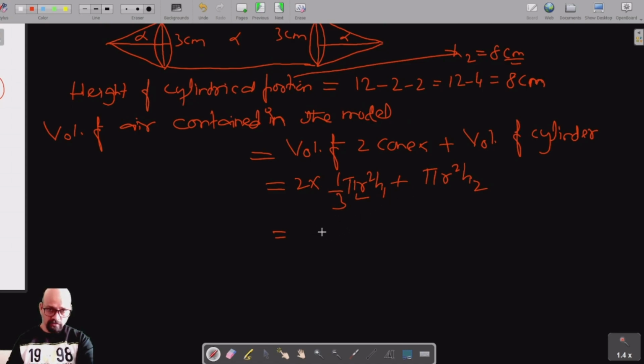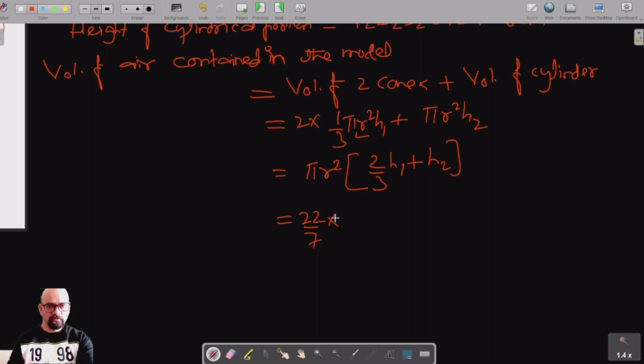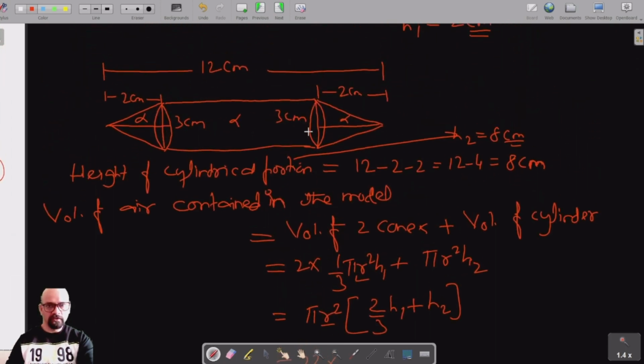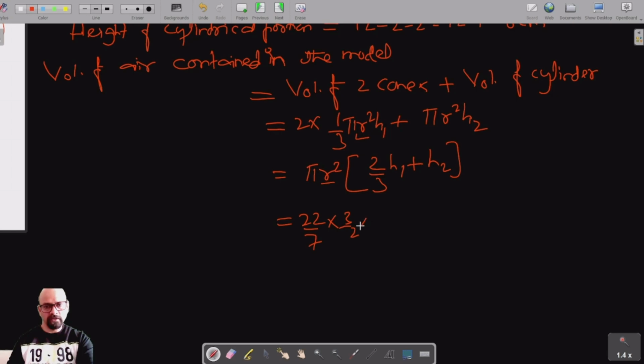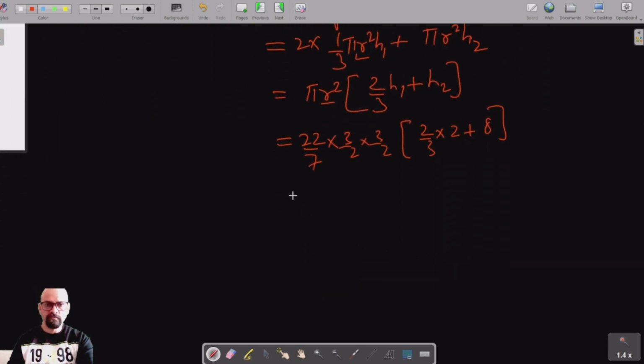And let me take common. So common here is pi r square. So this gives me 2 by 3 h1 plus h2. And let's use 22 by 7, and radius is 3 by 2, so it's 3 by 2 into 3 by 2. 2 by 3 into height of the cone is 2, height of the cylindrical portion is 8. So this gets cancelled with 11.